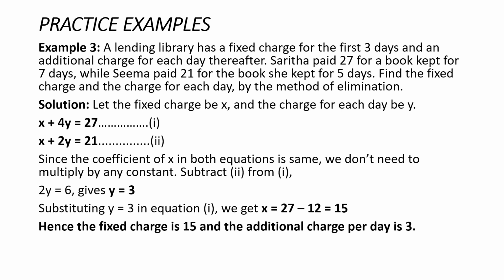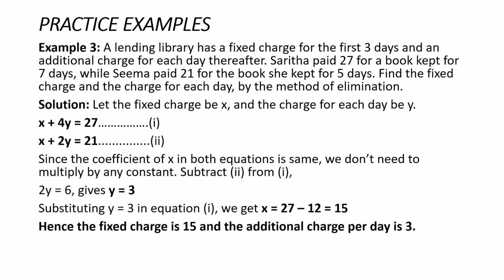Now we have obtained the two equations. We will use the method of elimination. In the elimination method, we have to make the coefficient equal for any one of the variables. Since here the coefficient of x is 1 in both the first and second equations, we just need to subtract the second equation from the first one, which will give us 2y is equal to 6, or y is equal to 3.